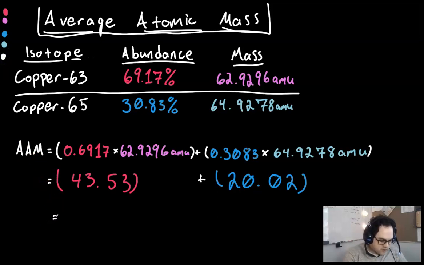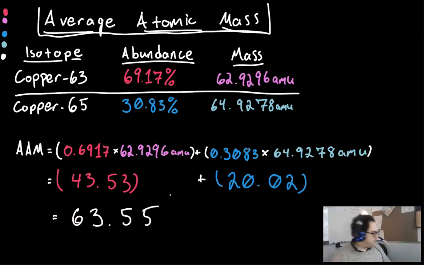So 43.53 plus 20.02 gives you 63.55. And that would be the average atomic mass. I'm going to check if it tracks with the periodic table. Yes, it is exactly what is on the periodic table, so it tracks.